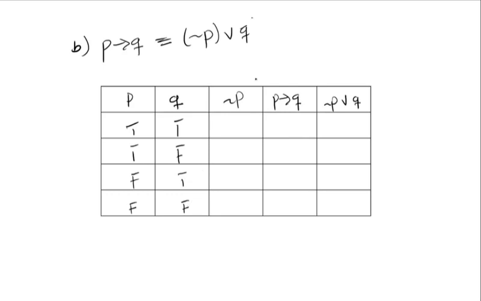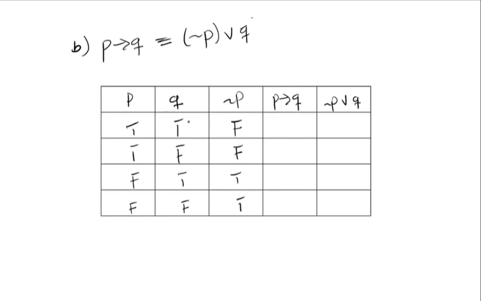Now the negation of P is the inverse of the P that I have over here. So a true statement, if we negate it, becomes a false statement. So I have here false. True statement, I negate it, it becomes false. I have false statements over here, I negate them, they become true.